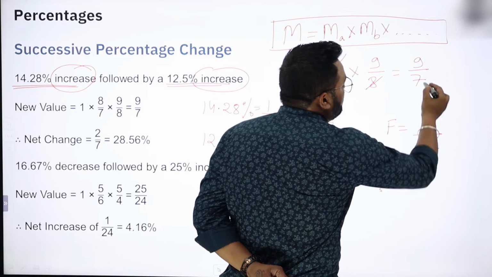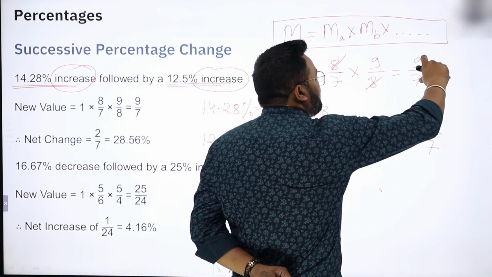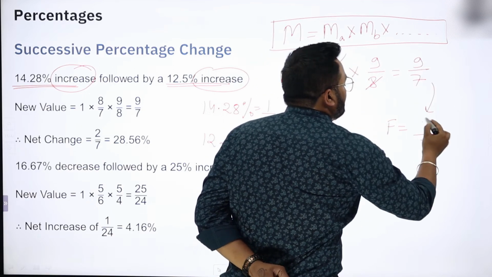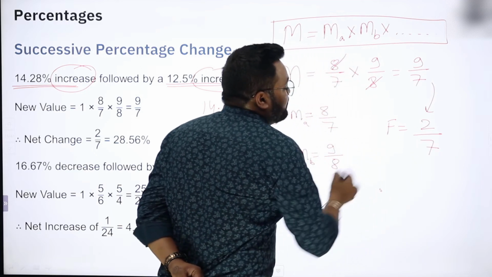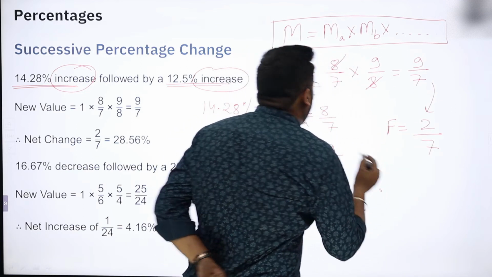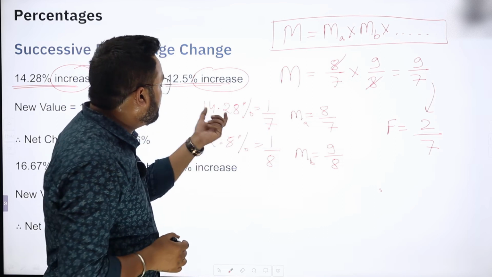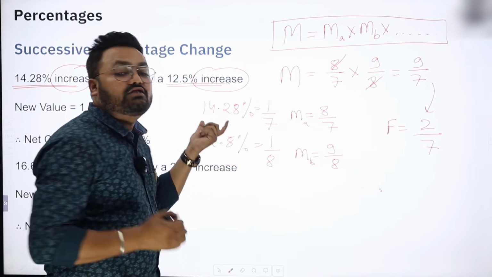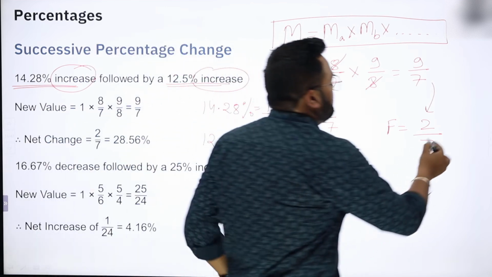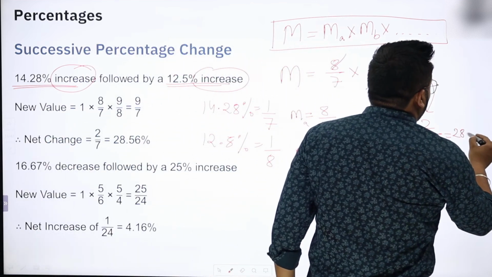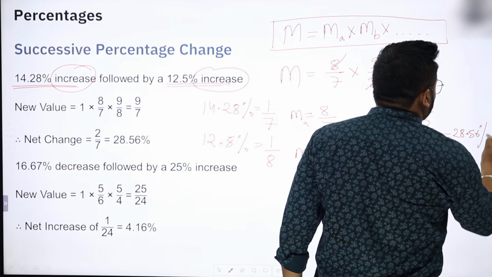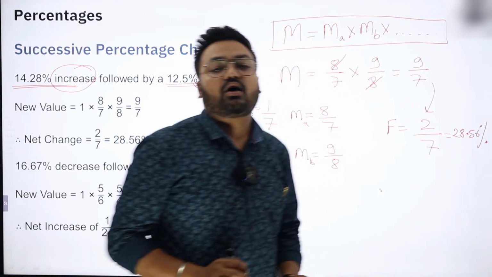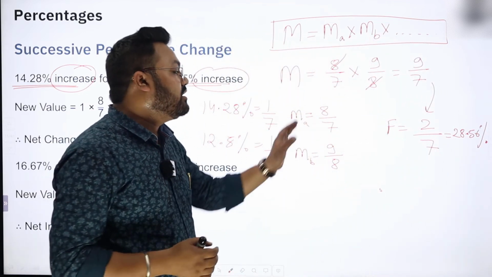Again, the denominator value will not change. And what is the difference between this 7 and 9? That is 2. Now this fraction value is 2 upon 7, and I know that 1 upon 7 is 14.28. So 2 upon 7 will be the double of this 14.28. It becomes what? 28.56%. So this is the overall change we can see here.